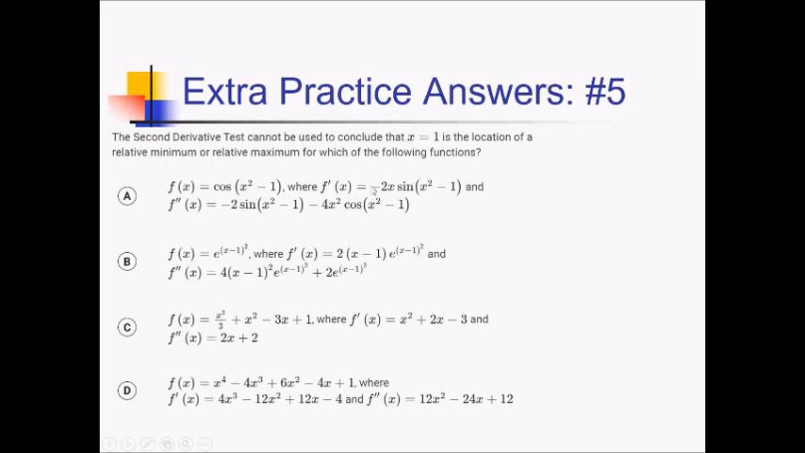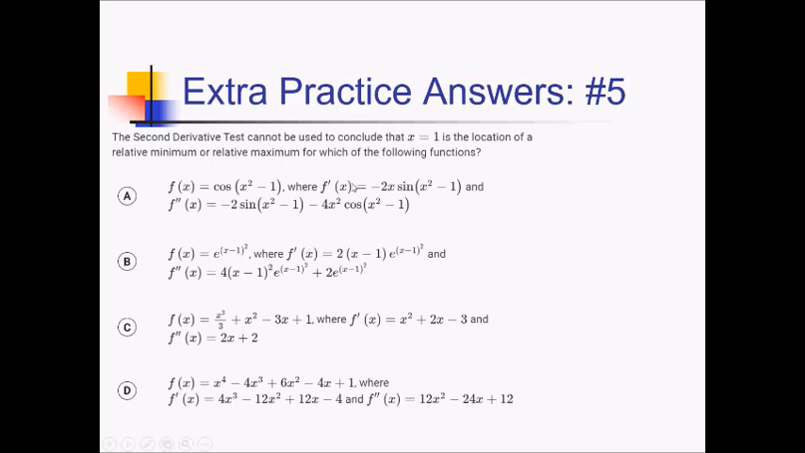So this is talking about the second derivative test and its requirements. The first requirement is that f prime of 1 has to equal 0. So we're going to have to go through and check that for all these functions. And then we have to see if f double prime of 1 is positive or negative. If it's one of those, versus being 0 or undefined, then we can use it to conclude that we have some kind of extrema. So let's check f prime of 1 first off.